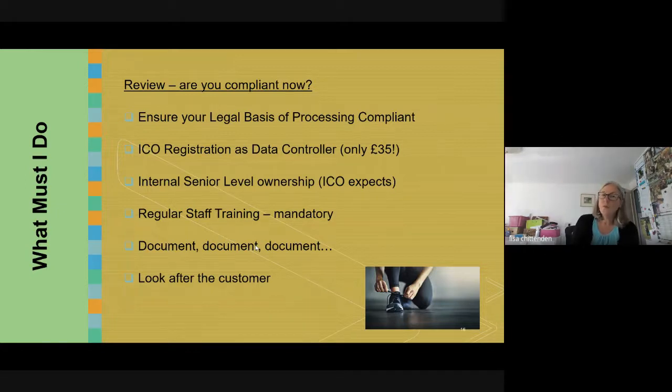Something I haven't mentioned before is staff training. It comes out in our case studies, but have you been trained by the organisation? Is there staff training for anybody who works with data? It is a mandatory requirement and actually really can benefit an organisation if people understand the law. Document. And look after the customer. In a nutshell, that's the things to worry about.